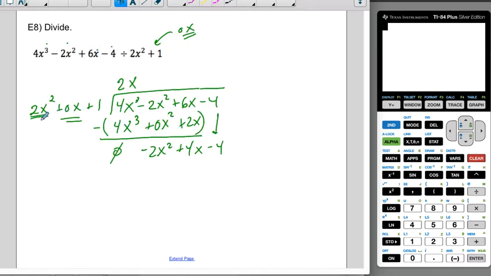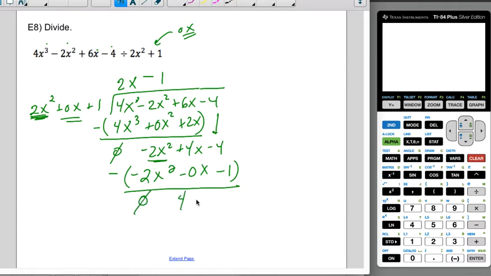So now what do I have to multiply the 2x squared by to get a negative 2x squared? Well, that's just a negative 1. So I get a negative 2x squared minus a 0x minus a 1, and then I subtract everybody straight down. So negative 2x squared minus a negative 2x squared is gone. 4x minus 0 is still a 4x. Negative 4 plus a 1 is a negative 3. And now this is my remainder.